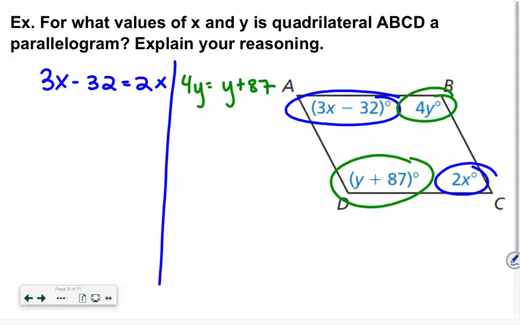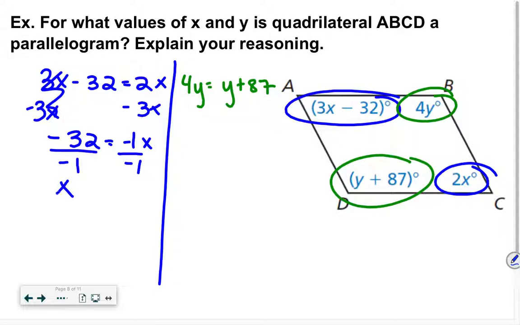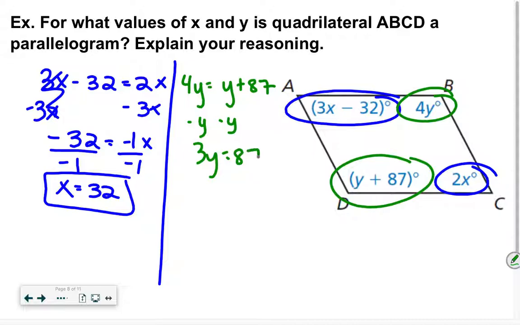I'm going to do this quickly because I don't have time to spend on algebra, so I'm going to minus the 3x over. I get negative 32 equals negative 1x. Divide by negative 1, which just makes the 32 positive. Lots of just setting things equal to each other and solving. I'm going to minus the y over. I get 3y equals 87. Divide by 3. Ooh, 87 divided by 3. 29.